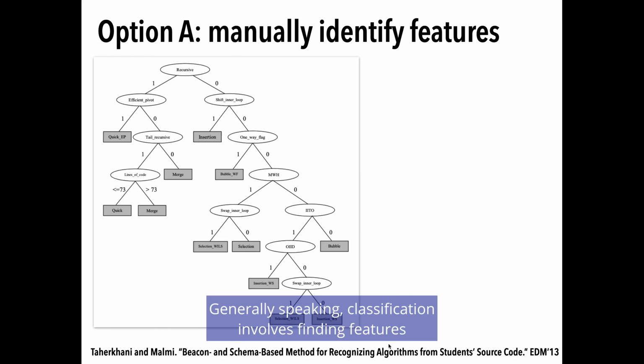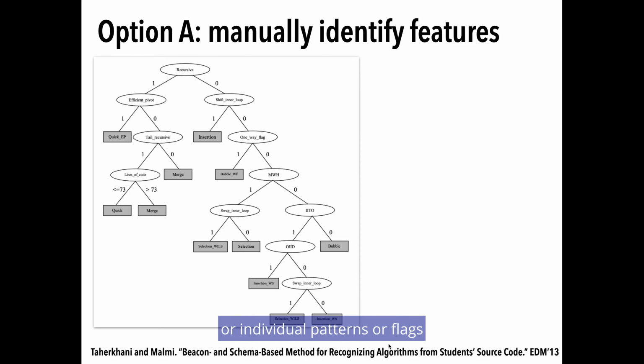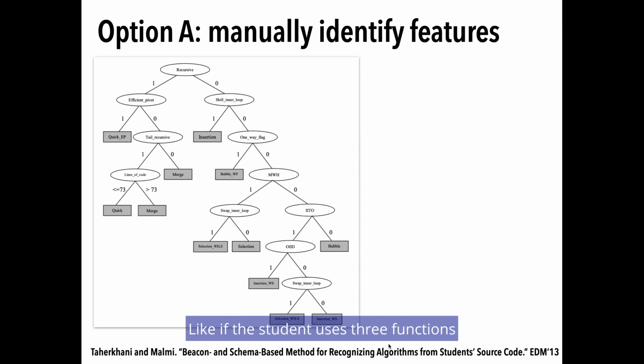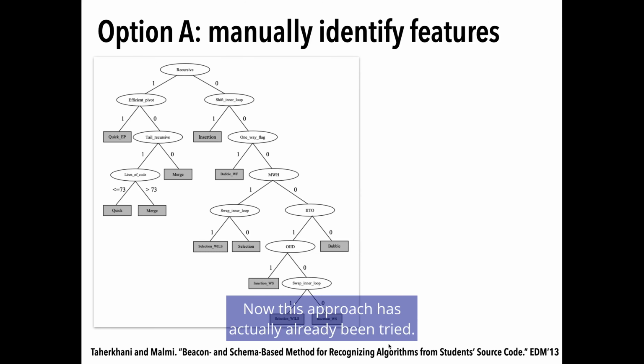Generally speaking, classification involves finding features, or individual patterns or flags that give evidence for a specific category. So for rainfall, you could imagine features like "uses 3 functions," and then generate heuristics like, if the student uses 3 functions, then return clean multiple. Now this approach has actually already been tried.